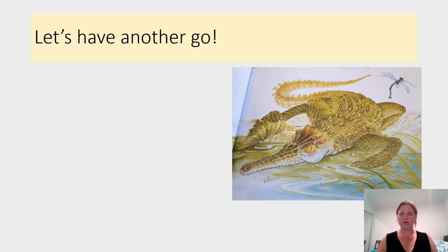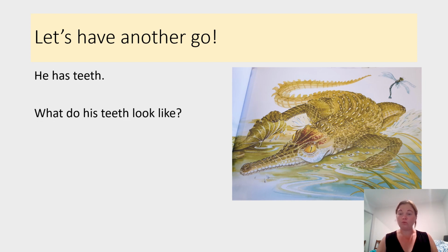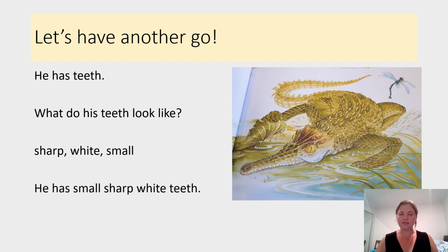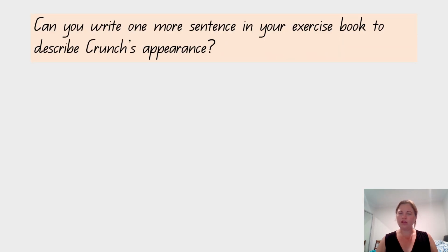Let's have another go. He has teeth. Can't make a picture in my mind. What do his teeth look like? Well, they're sharp, they're white, and they're small. He has small, sharp, white teeth. Can you write one more sentence in your exercise book to describe Crunch's appearance?